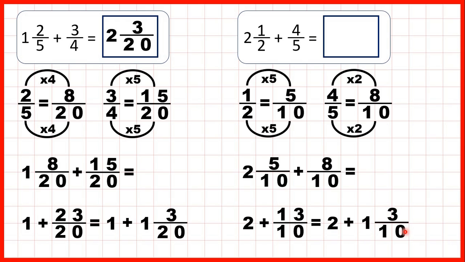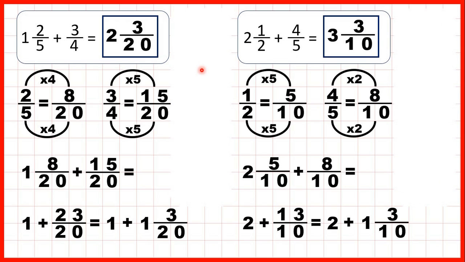1 3/10 is the same as 13/10 because 1 times 10 is 10, plus 3 is 13, or because 13 divided by 10 is 1 remainder 3, and the denominator stays the same. So 2 plus 1 is 3, and we have 3/10, so that's 3 3/10 as our answer.